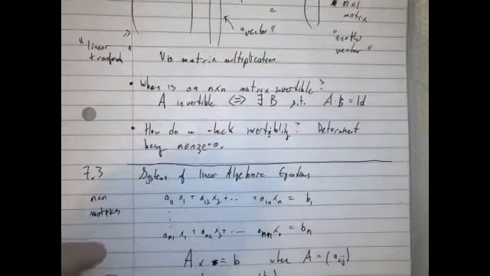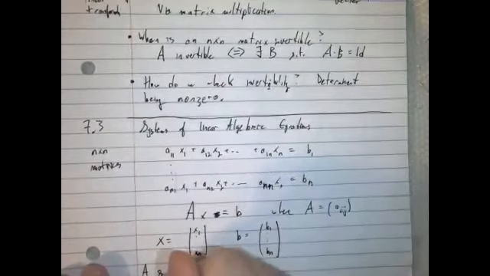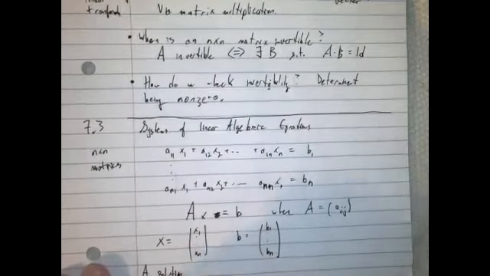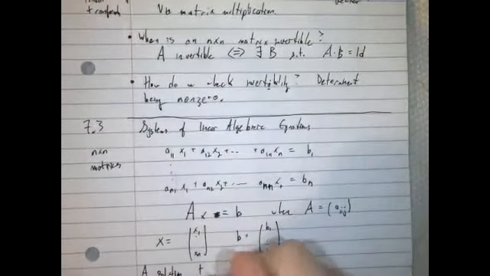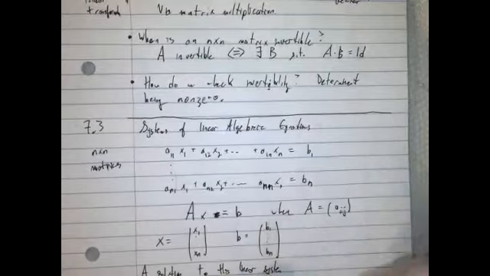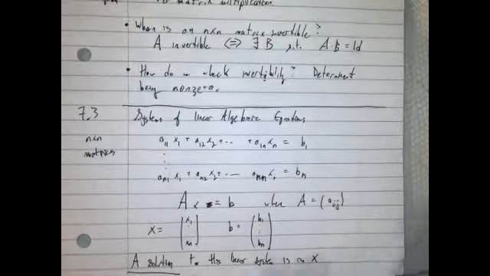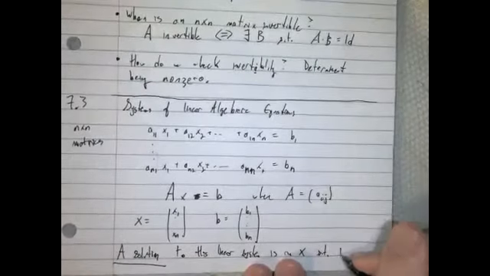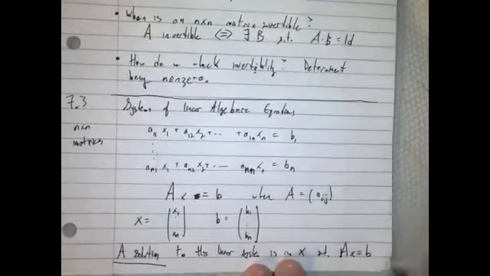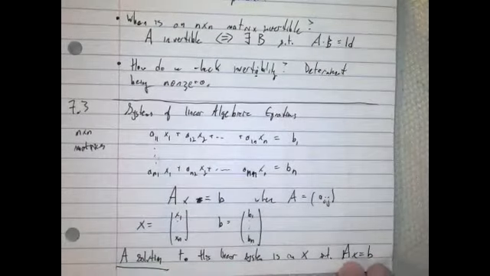So a solution to this linear system is a vector x such that Ax is equal to b, right? That's what it means to find a solution to this linear system involving A and b.